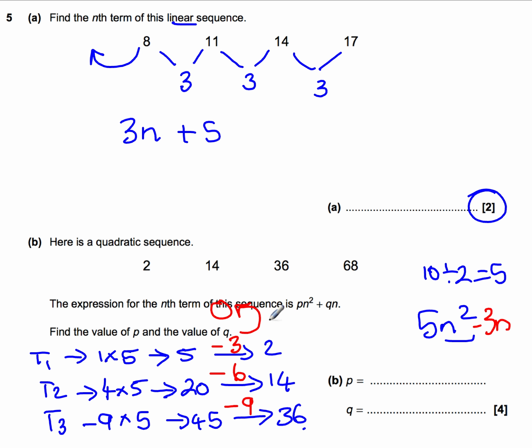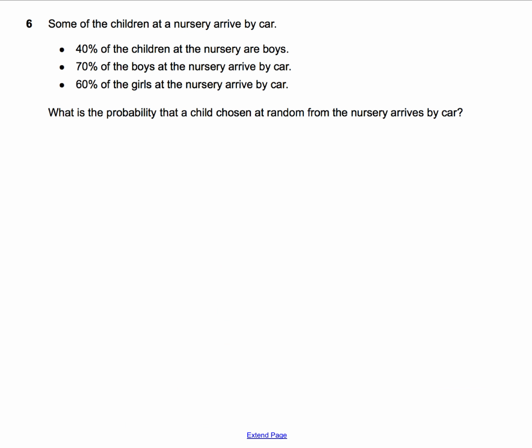So P is 5. So you should at least get that. That's going to be worth 2 marks. And the Q is actually minus 3. So that's 2 marks each. So if you couldn't get the second bit, you can at least get the first bit, which is knowing what the second difference is and halving it, and knowing that's in front of the n squared. So that's 5n squared. So that's still 2 valuable marks.